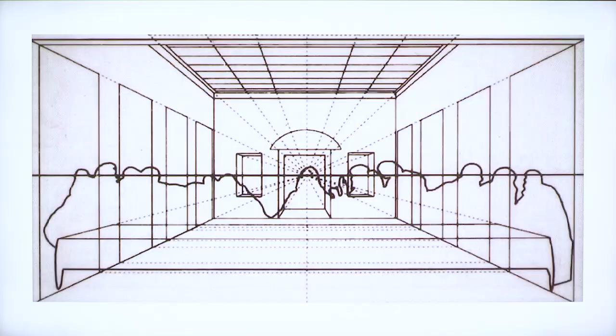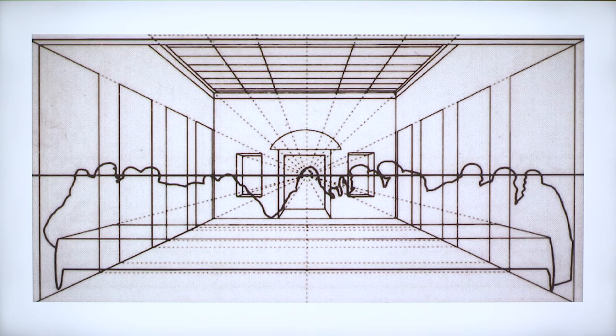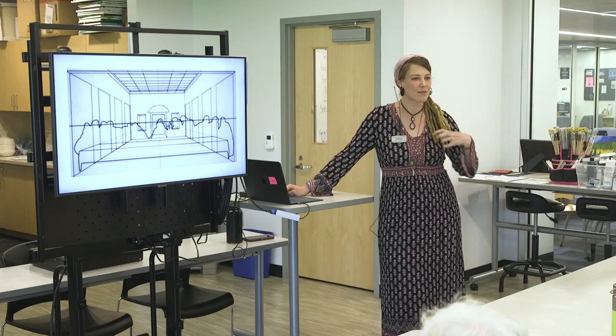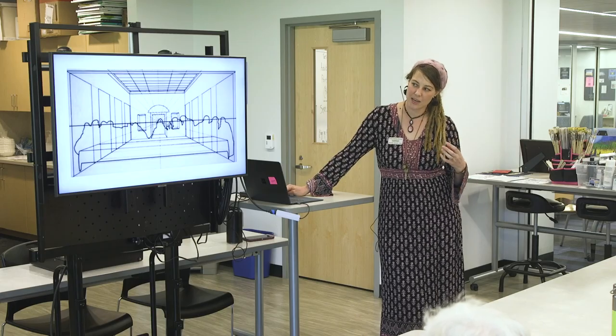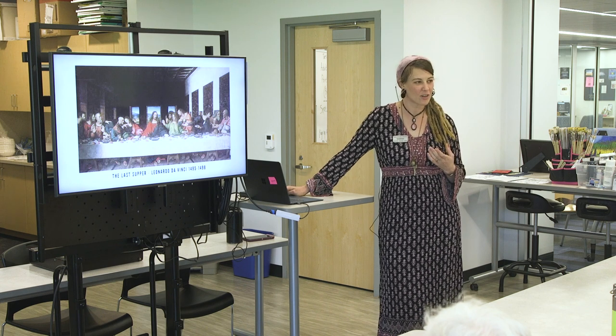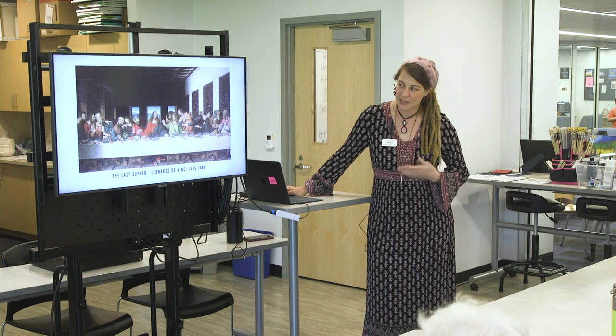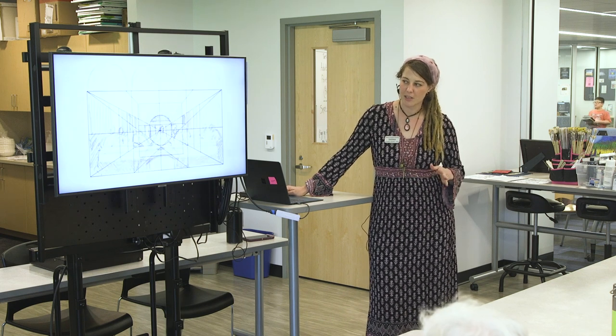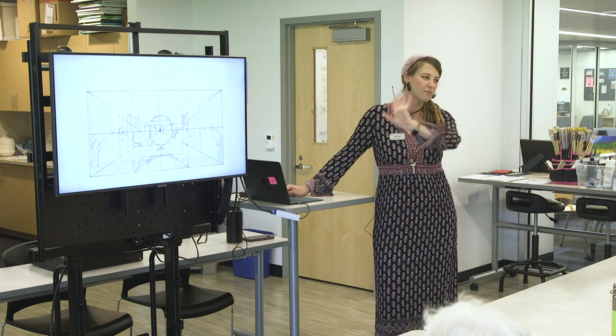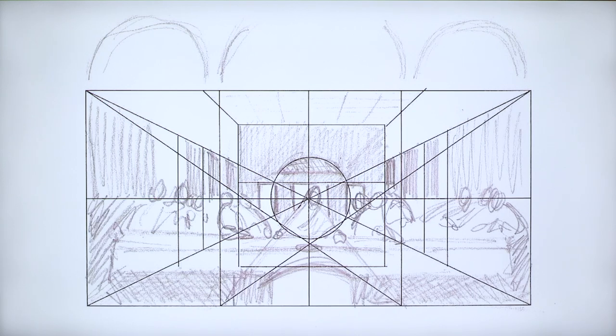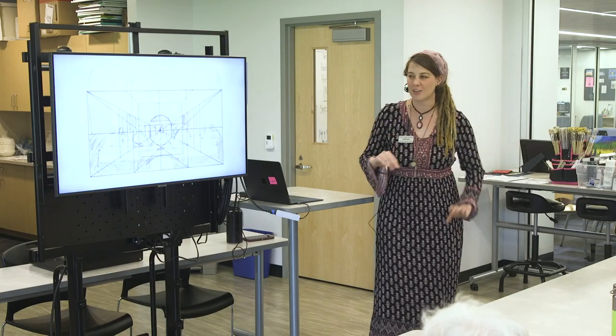Composition is mainly about the underlying structure of a piece of art. So yes, it's about everything being in the right place, about using the underlying structure to get your message across. This is The Last Supper from Leonardo da Vinci, and I use this one because there's like 7 million people on the internet who have pulled this thing apart and said, this is how the underlying structure and composition works.